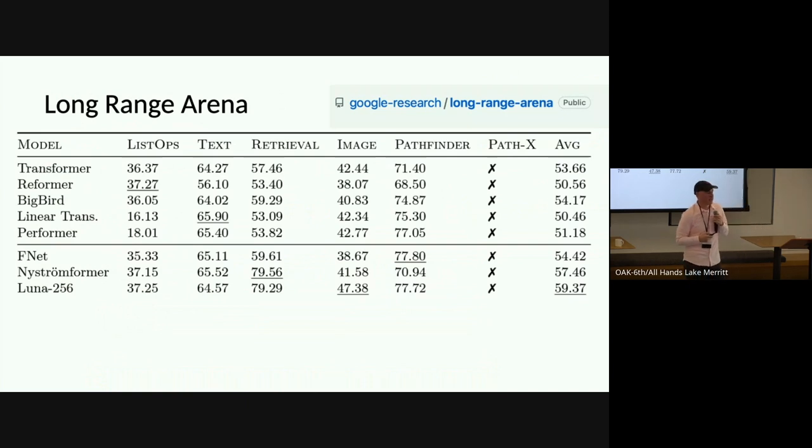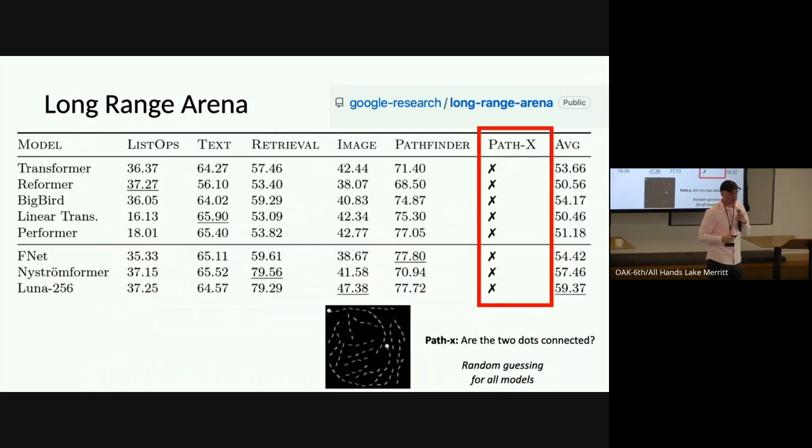Two things I want to draw your attention to here. The first thing is that image column, that's the kind of sequential CIFAR column that we're talking about. That's effectively what that is. And you see these numbers are way lower than what you would get with like a standard, even ResNet on these kind of images. The other thing to look at is PathX. The reason they're X's is that no model was better than random guessing on this. So you would ask, are these two dots connected in an image? And all the models would fail. And there are variants of this to higher and higher resolution, which are pretty interesting.